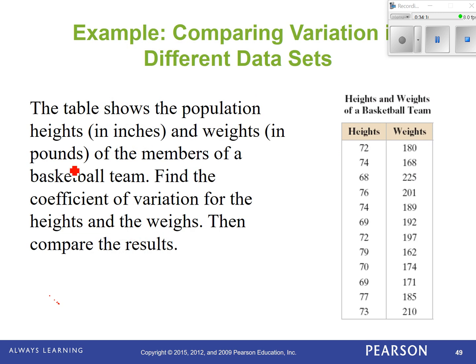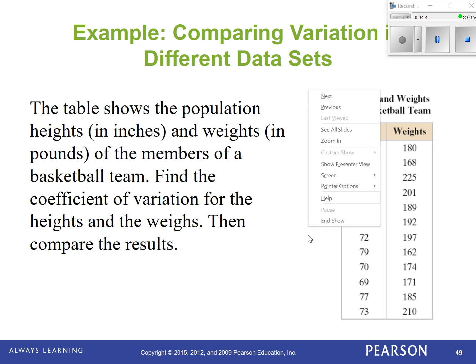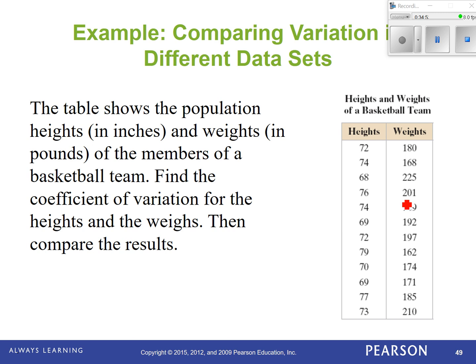The table shows population heights and weights in pounds of the members of a basketball team. Find the coefficient of variation for the heights and weights, then compare the results. So here we're comparing heights to weights, 2 different kinds of measurements. That's what we're going to do in this problem. So not the same thing, but we just want to see how they vary in relationship to each other.